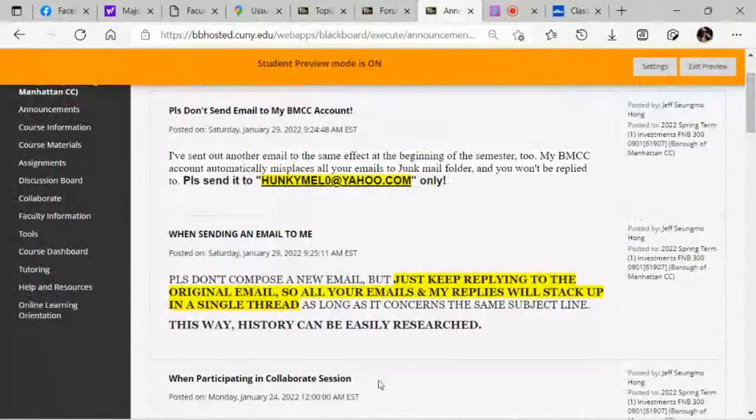And then a couple of things about sending email. When you send email to me, please use my Yahoo account, please, because I already explained this.